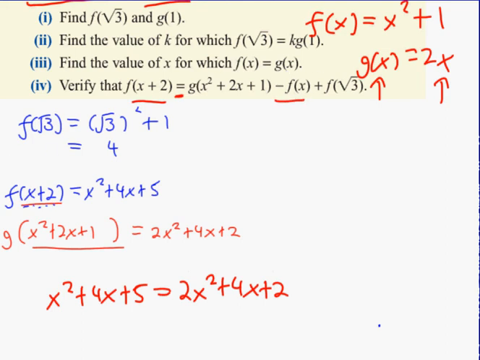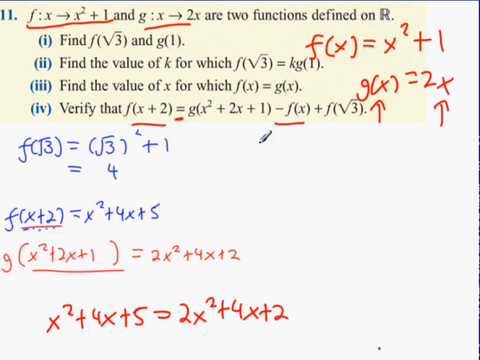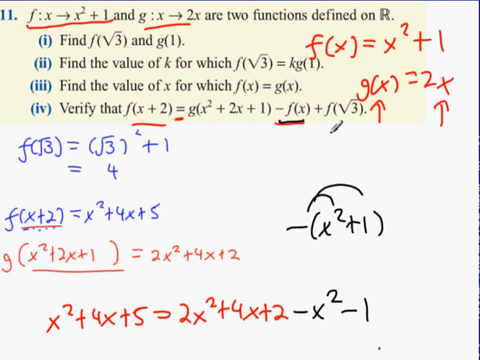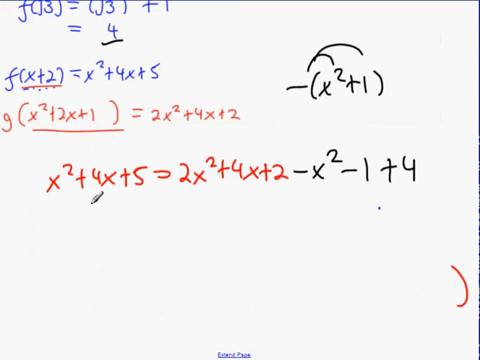Then it wants us to take away f of x. What is f of x again? So it wants us to minus x squared plus 1. And what is that when we multiply it out? Minus x squared minus 1. See the way it wants us to take away the f of x? Then it wants us to add on f of root 3. What is f of root 3? Plus 4. The word verify means that it's got to balance. If it doesn't balance, you've done something wrong.